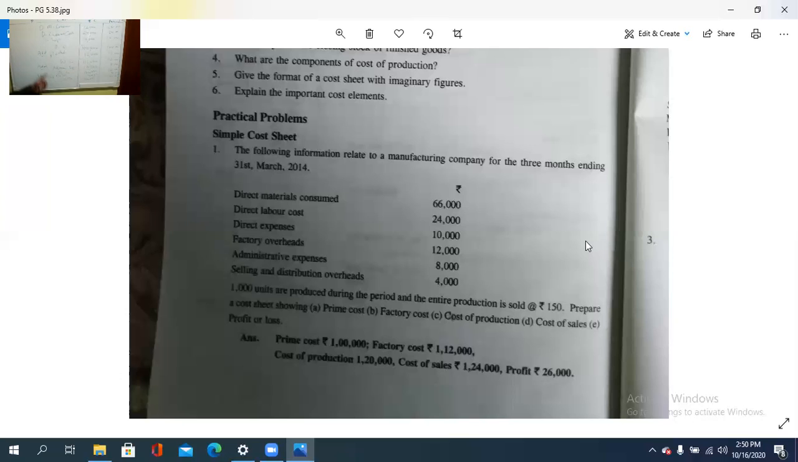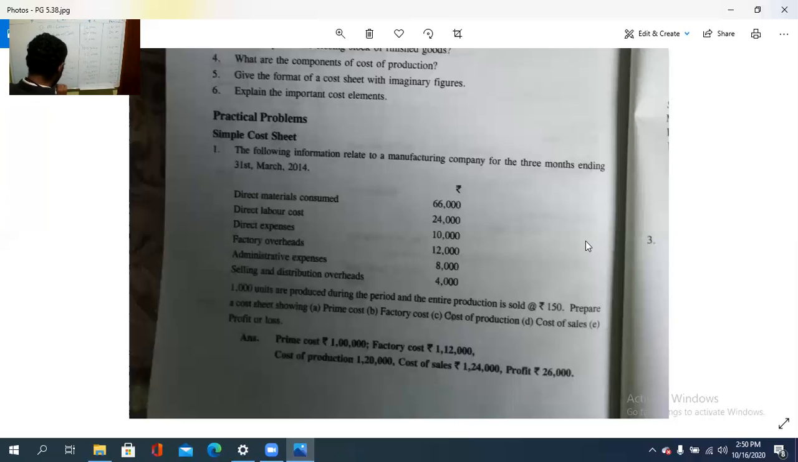In the simple costing, there is no adjustment. So total cost is there. Cost of sales or total cost is 124. And how much is the sales? 1,50,000. See, 1,000 units were produced and sold at rupees 150. So 150 is the per unit selling price.